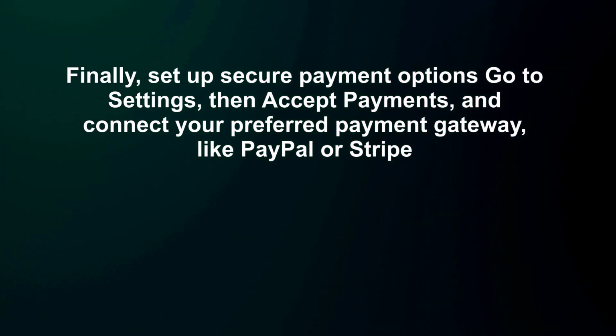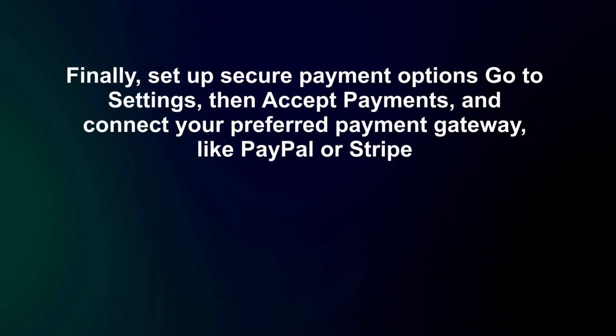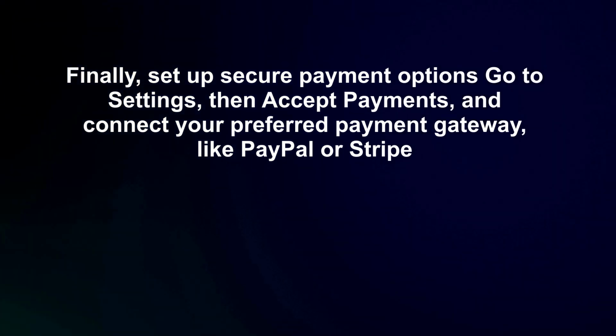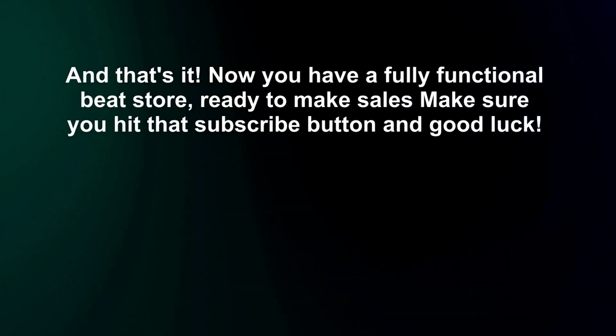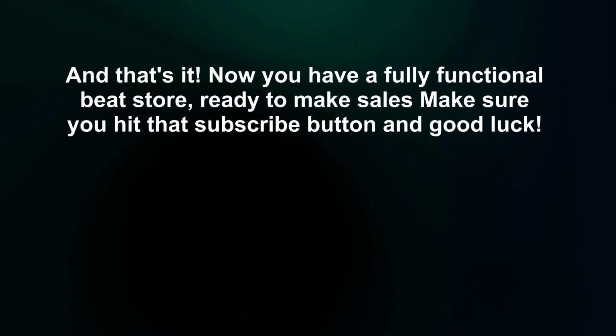Finally, set up secure payment options. Go to Settings, then Accept Payments, and connect your preferred payment gateway, like PayPal or Stripe. And that's it. Now you have a fully functional beat store ready to make sales.